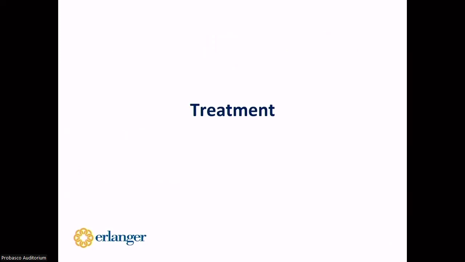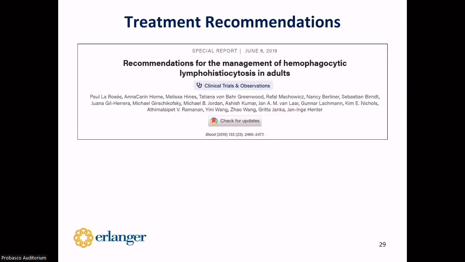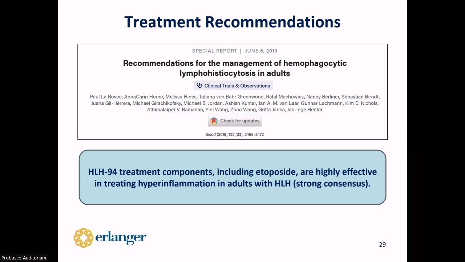The rest of this presentation is going to be on the treatment of HLH. So I'm going to go back to the Histiocyte Society guidelines, and then the rest of it is going to be differentiating between these different subgroups of HLH. So back to our friends at the Histiocyte Society, their recommendation for the treatment of HLH is by using the HLH-94 treatment components, including etoposide, as they say they are highly effective in treating hyperinflammation with adults with this disease. Again, this was another strong consensus, meaning that greater than 95% of participants agreed.